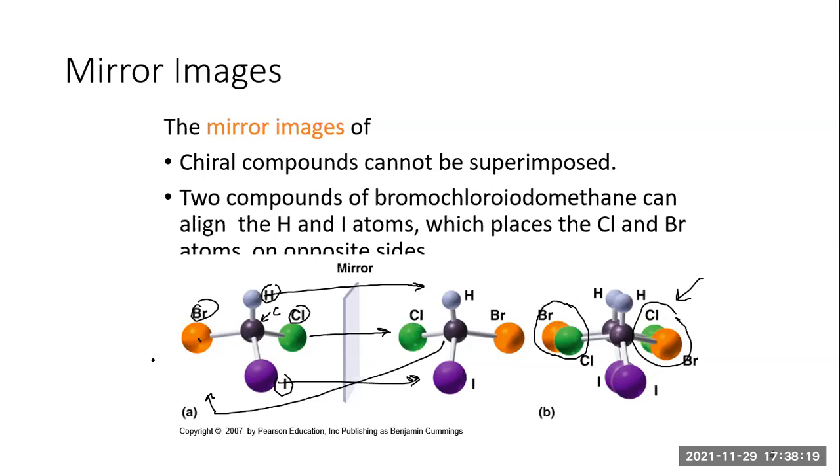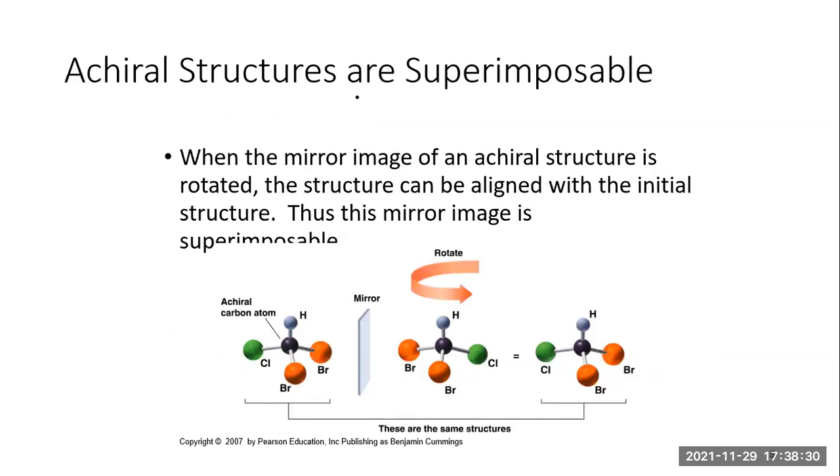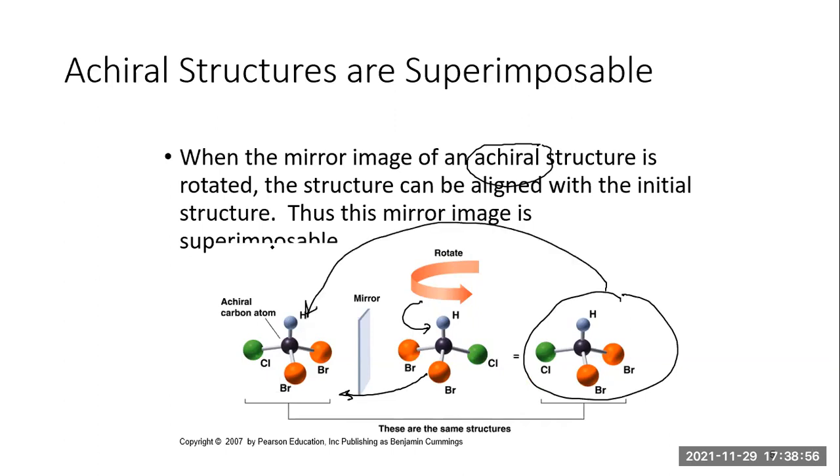Now, it is possible to get some mirror images that will actually superimpose on each other. Those are what are referred to as achiral compounds. With achiral compounds, with sufficient rotation, you can pull out this mirror image like we have here and rotate it. As you can see, we just rotate our bromines and everything to the right, and then we end up with an image that would superimpose on the original image.